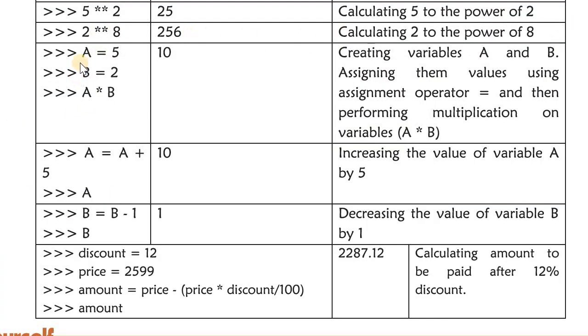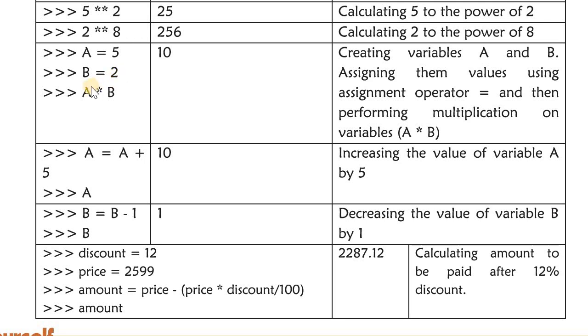Next, look into the third row, very important. A is equal to 5, B is equal to 2, and then the third line is A into B. Let us try to understand what is happening. In the first line, we have created variable A. In the second line we have created variable B. Next, we are assigning values using the assignment operator, which is equal to. So variable A has been assigned value 5 and variable B has been assigned value 2.